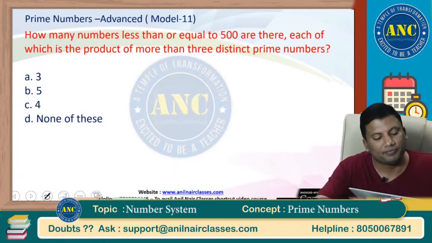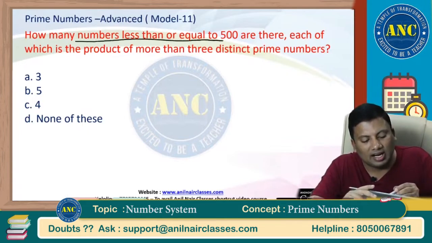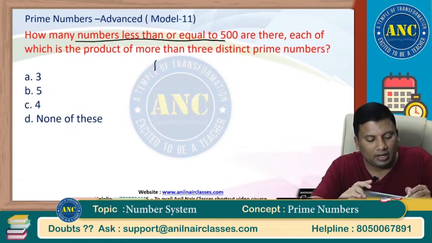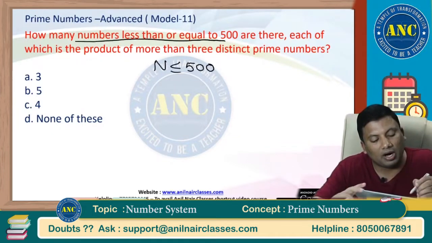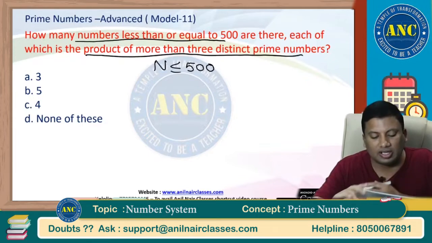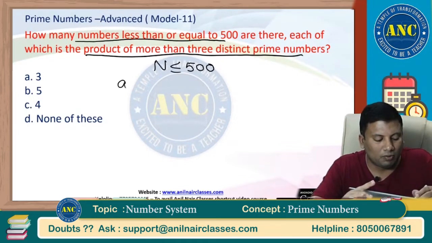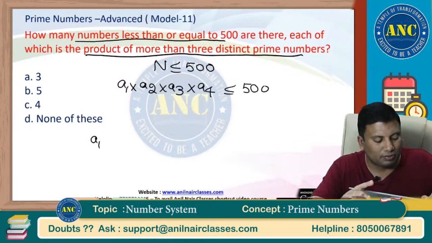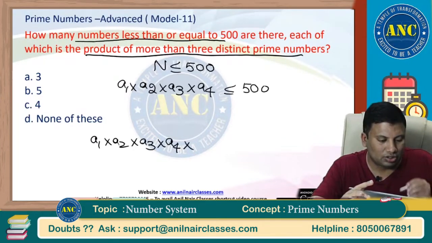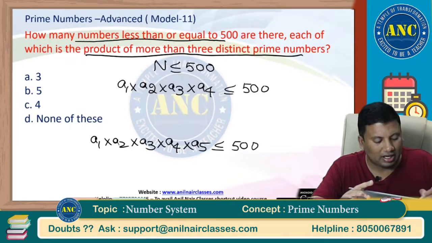Model number 11. How many numbers less than or equivalent to 500 are there which are the product of more than 3 distinct prime numbers? The product should be more than 3, so let me start with 4. A1 into A2 into A3 into A4 less than or equivalent to 500. It can also be more than 4, right? So it can be A1 into A2 into A3 into A4 into A5 less than or equivalent to 500. Let me see.